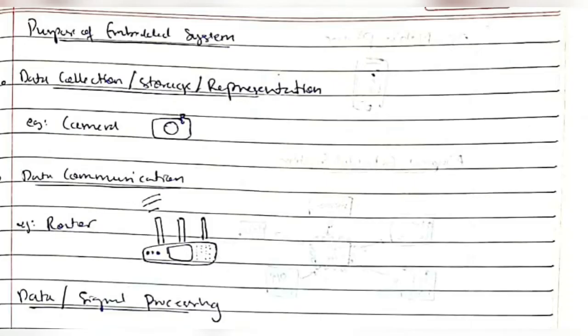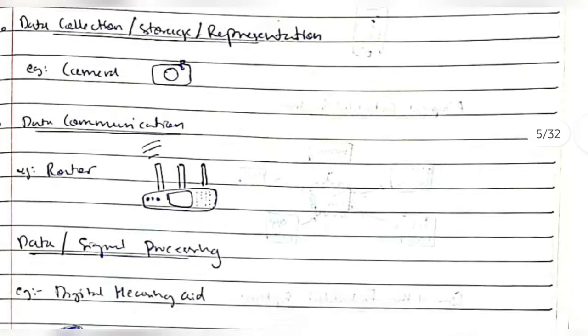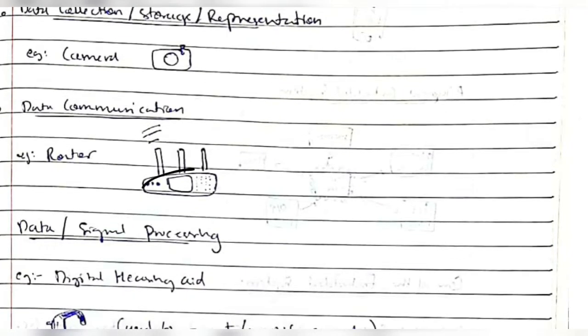Based on the different applications, there are roughly 4 to 5 categories. The first one is data collection, storage, or representation. The best example is a camera. In a camera, you'll have an embedded system to store the information of the pixels and bits of the image. The second one is data communication. A router will have a microprocessor for transferring data from one place to another using a wireless network.